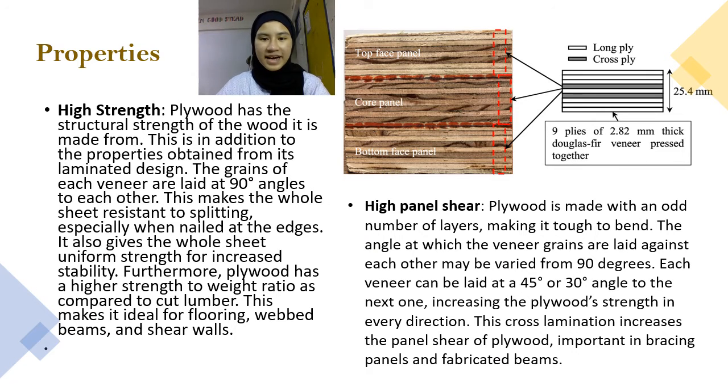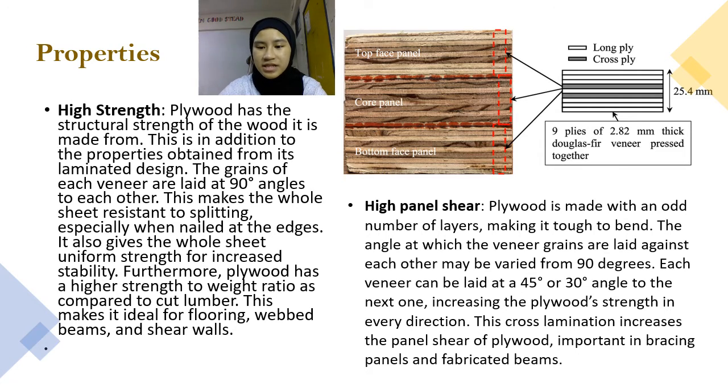Properties. First, high strength. Plywood has the structural strength of the wood it is made from. This is in addition to the properties obtained from its laminated design. The grains of each veneer are laid at 90 degree angles to each other. This makes the whole sheet resistant to splitting, especially when nailed at the edges. It also gives the whole sheet uniform strength for increased stability. Furthermore, plywood has a higher strength to weight ratio as compared to cut lumber. This makes it ideal for flooring, webbed beams, and shear walls.